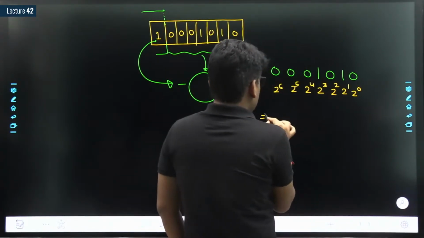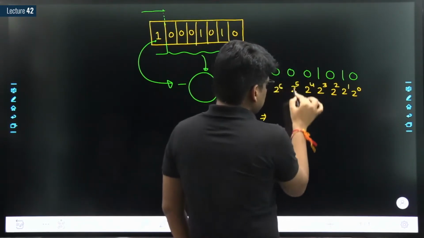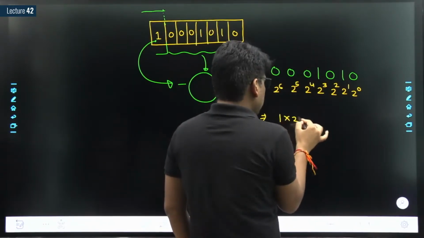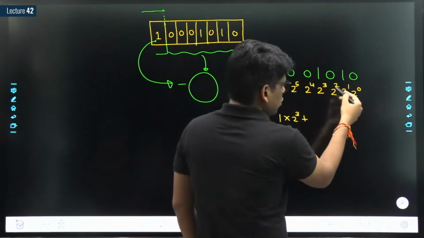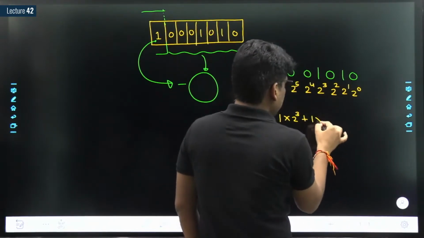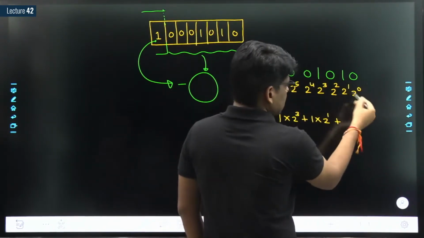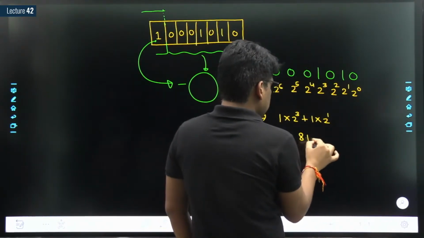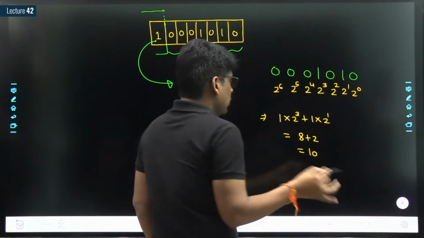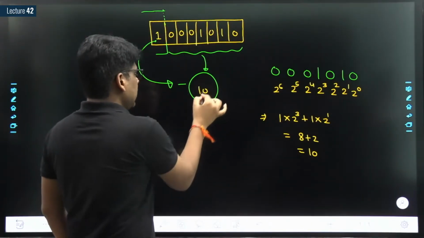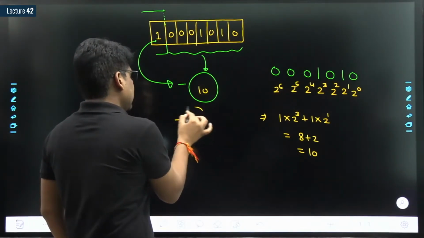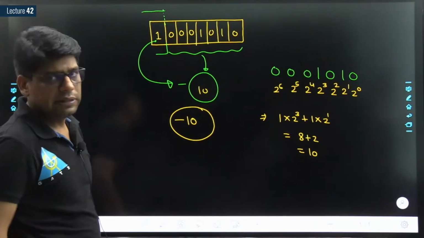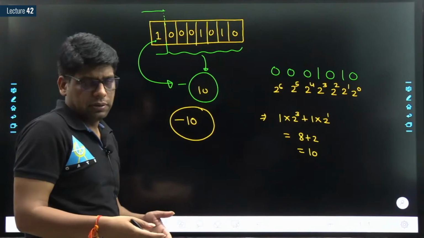What is the magnitude? 0 into something, 0 into something, 0 into something is 0. So, 1 into 2 to the power 3 plus 0 into something is 0 plus 1 into 2 to the power 1 plus 0 into something is 0. That means the magnitude is 8 plus 2, 10. So, what is the number? The number is actually minus 10. That's how a computer can calculate.